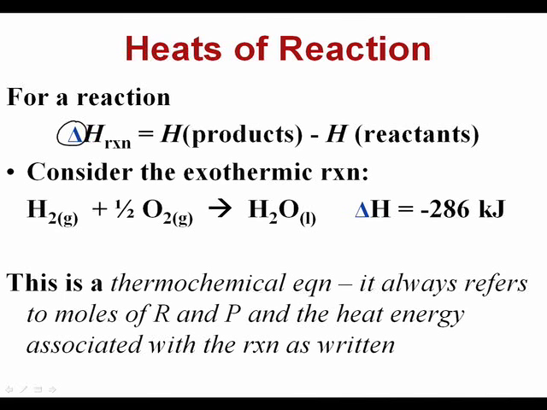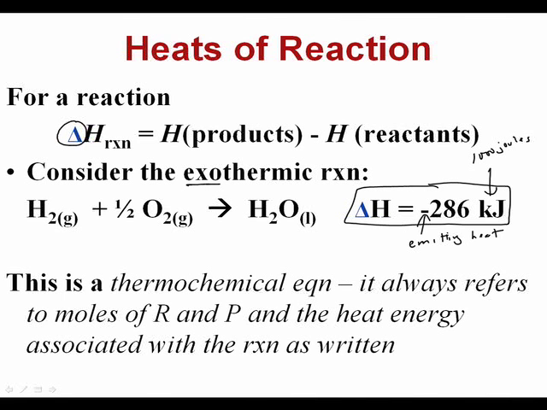Consider the exothermic, that means heat coming out, reaction of the combustion of hydrogen with oxygen to make water. This gives us a heat outlay or emission, giving off. The negative sign tells me that I am emitting heat. Okay? And this is kilojoules. This is 1,000 joules. Remember, a joule is so small, we have to use 1,000 joules.